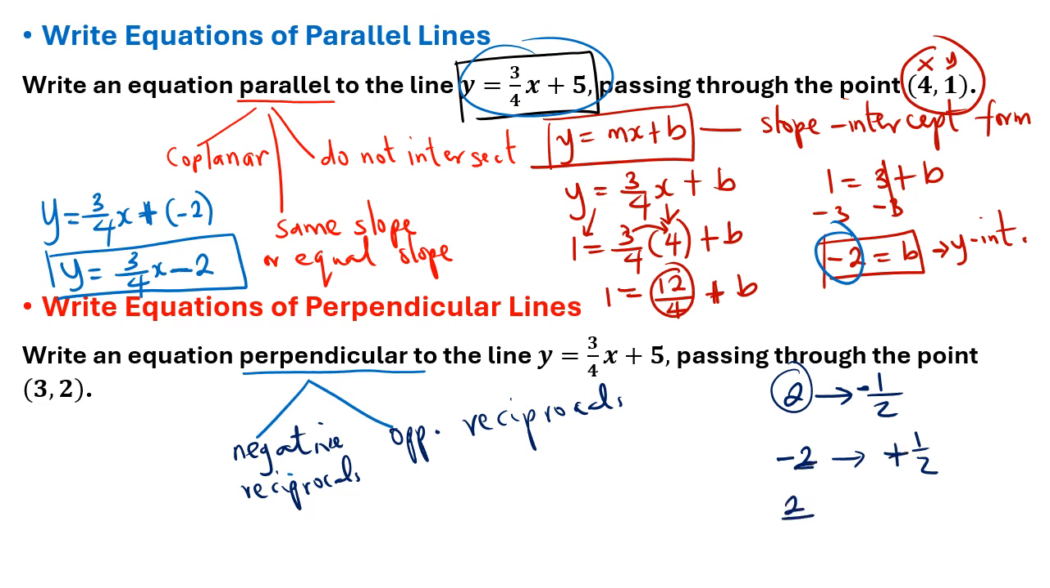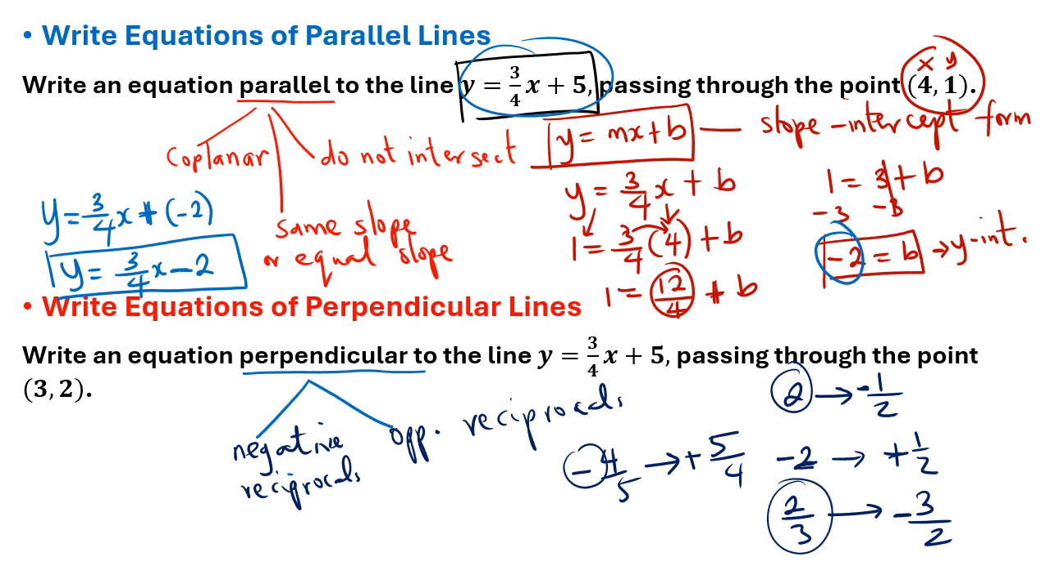If I have 2 over 3, the opposite reciprocal will be, I flip this first, it will be 3 over 2, then with a negative sign. If I have negative 4 over 5, for example, the opposite reciprocal will be positive 5 over 4. So I'm changing the sign at the same time I'm flipping the fraction. So this is how you write opposite reciprocals, and this is very important in writing the slopes of perpendicular lines.